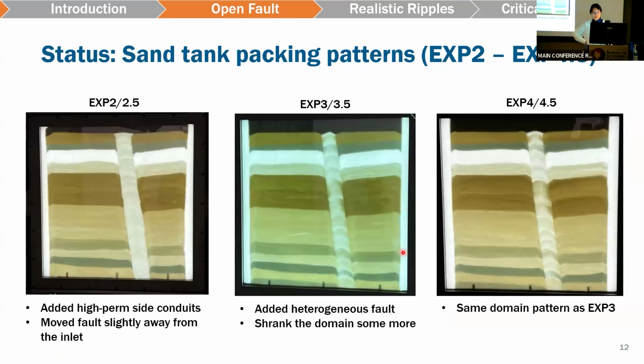We then packed 3 more different sand tank domains. They have slight differences. For example, these 3 are different from experiment number 1 because now the left and right hand edges have these high permeability conduits. So now effectively we're modeling open boundary conditions at the left and right edges. And also the latter two experiments now have layered heterogeneities within the fault instead of just a homogeneous fault for the first two experiments.